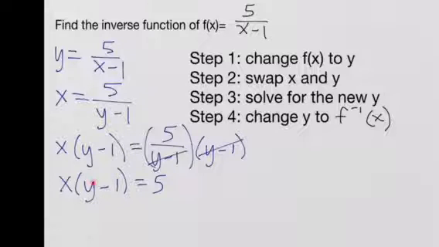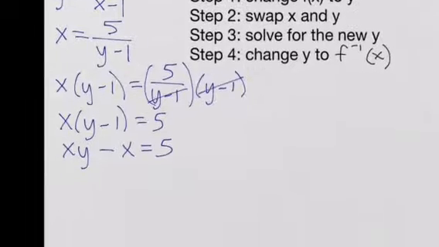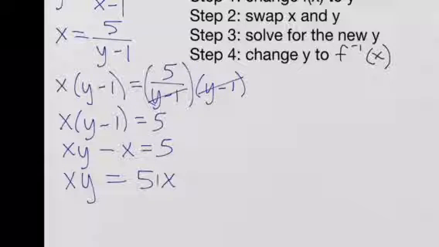In order to do that, we need to distribute our x. So we'll now distribute x. We have x times y minus x equals 5. Again, we still want to solve for y, so we're going to add our x to the other side. Take this x and add it to the other side. So when we do that, we have x times y equals 5 plus x.